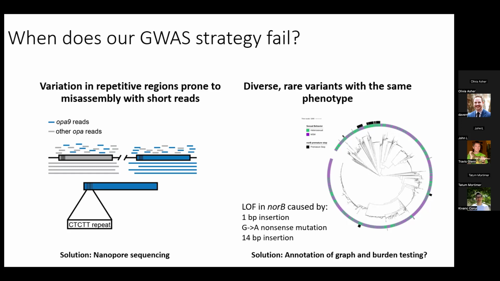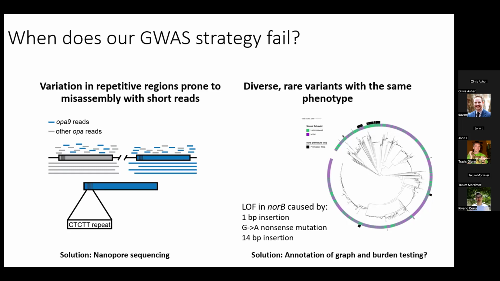The other time that our GWAS strategy fails is when there are many rare variants that all contribute to the same phenotype. So for example, here I'm showing a tree annotated with sexual behavior, but also premature stop codons in a gene called NORB. And we think that this is another gene where loss of function is associated with cervical infections. However, we wouldn't be able to pick this up in a GWAS because loss of function in NORB is caused by a diverse set of mutations, unlike MTRC. So, we see loss of function caused by frame shifts, because of one base pair insertions, but also 14 base pair insertions. We see nonsense mutations. There might be other ones out there that I just haven't observed yet in our data.